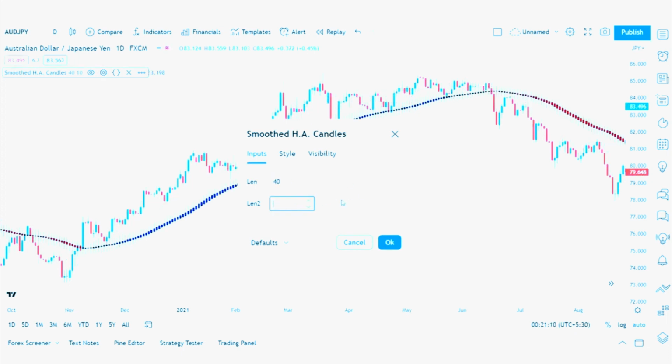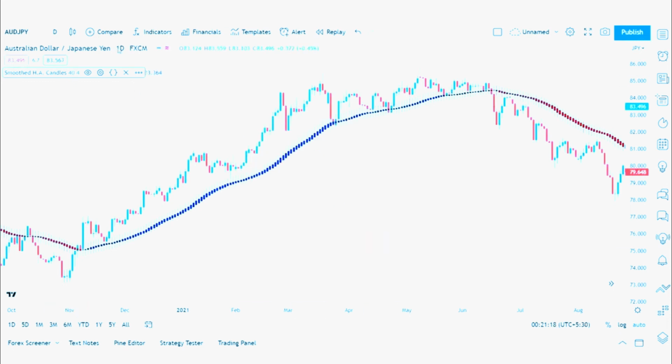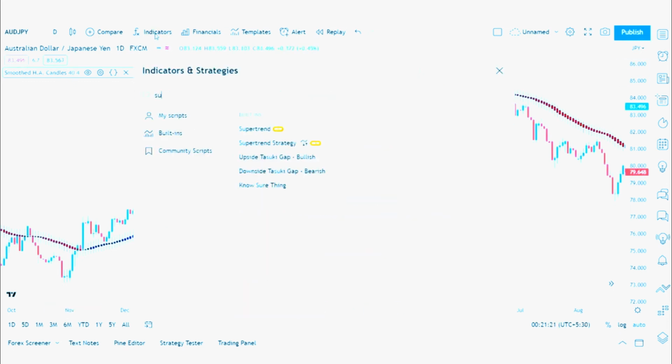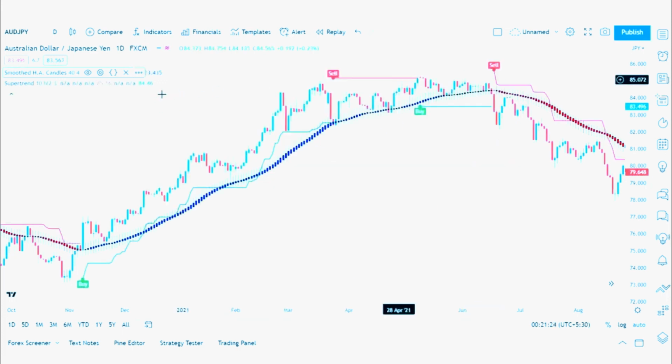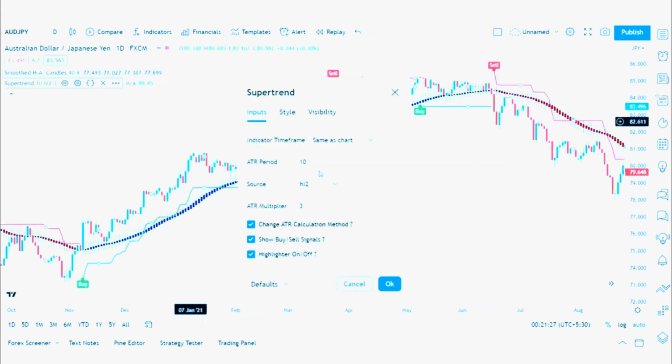We have to apply another indicator on the chart. We will search for Supertrend in the search box of TradingView. After that, we have to click on the Supertrend option, in which we have to change some settings. We have to set ATR period 4 and ATR multiplier 10. Now our setup is ready.